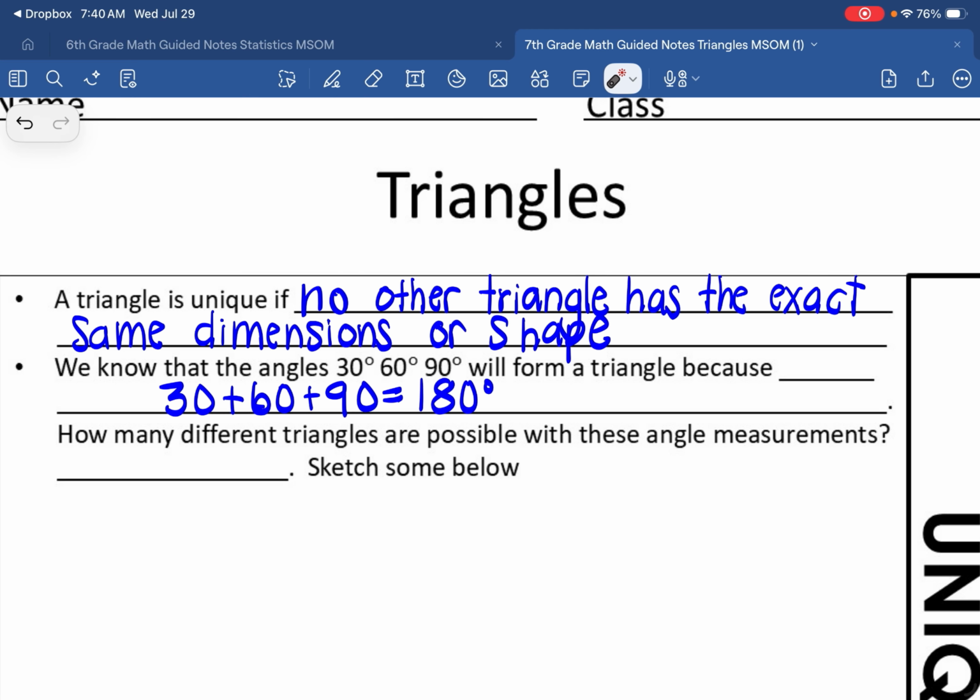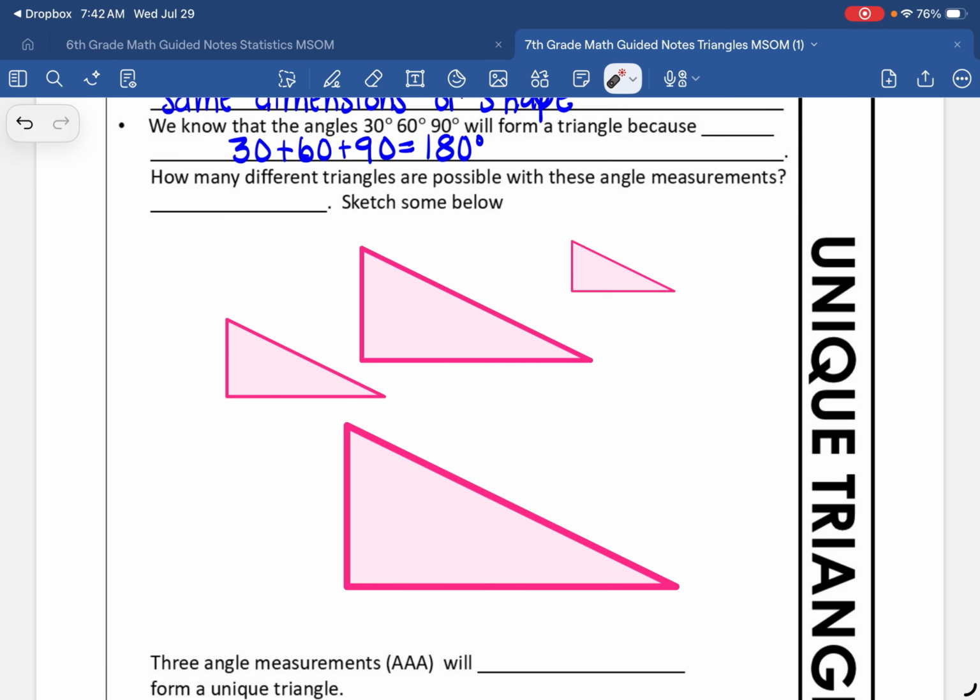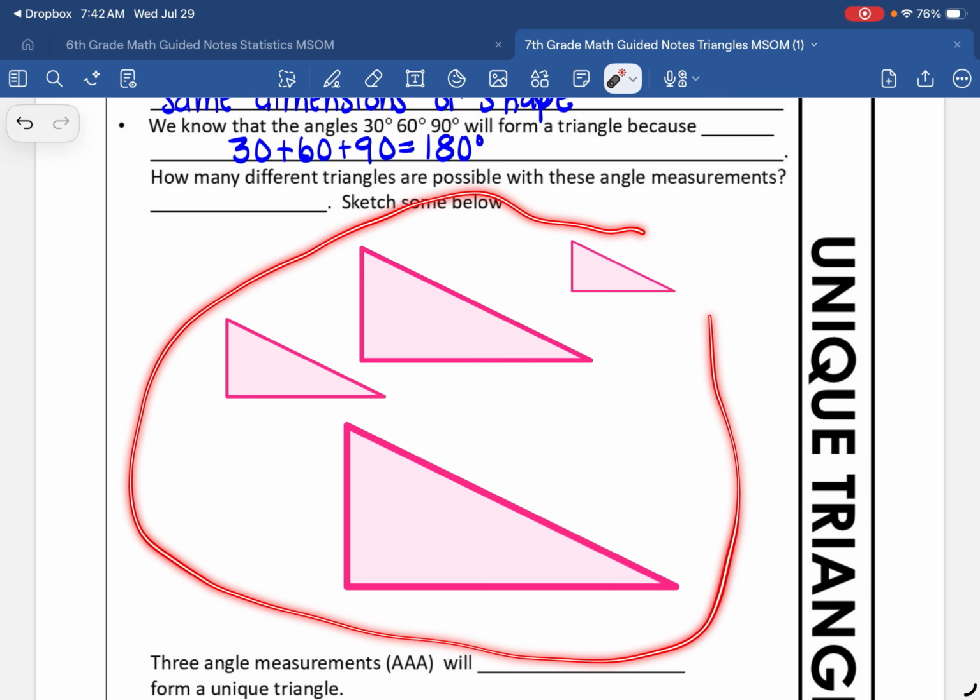We know that the angles 30, 60, and 90 degrees will form a triangle because they equal 180 degrees. How many different triangles are possible with these angle measurements? I want you to hit pause and see if you can sketch different triangles that have these same angle measurements. All right, you should have drawn different sized triangles, but they kind of look the same.